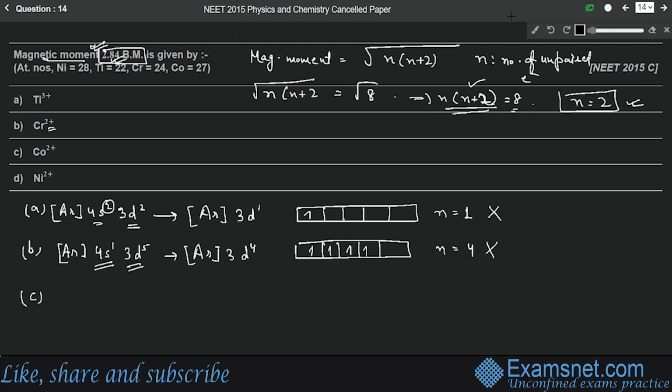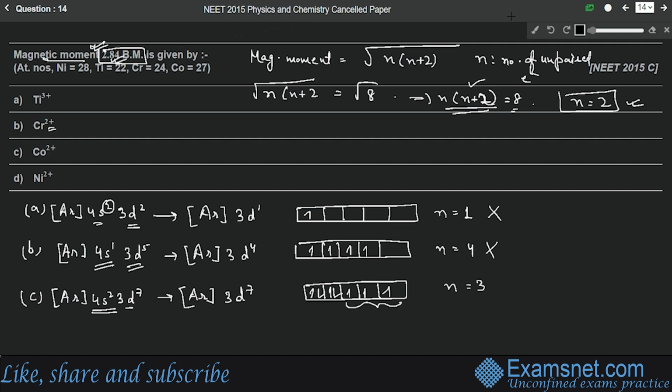Now the third one is cobalt 2 plus. The neutral cobalt has the electronic configuration of argon, 4s2, 3d7. Now here we have 2 positive charge, that means 2 electrons have been removed. These will be removed from the 4s, right? So 3d7 will be left. So it is argon and then 3d7. Here these are the 5 d orbitals, 1, 2, 3, 4, 5. 7 electrons are there. So 1, 2, 3, 4, 5 and then pairing will start, 6, 7. So how many unpaired electrons? 3. Again this is incorrect.